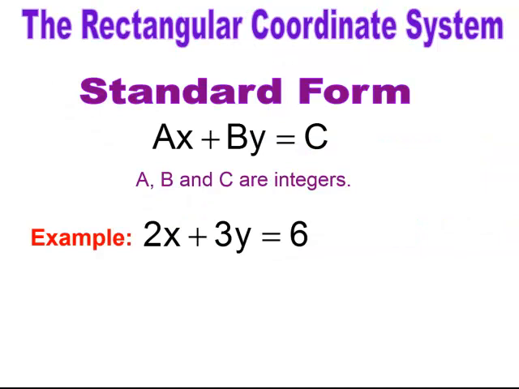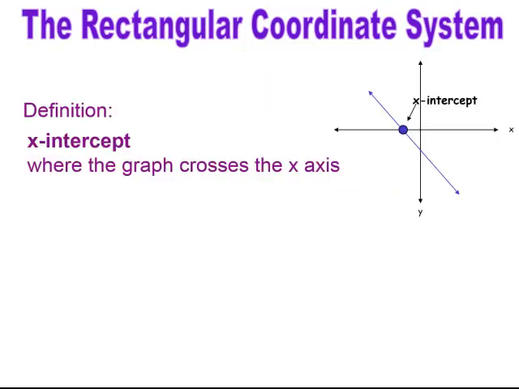When we talk about equations, one type of equation is called standard form. Standard form is when you have Ax plus By equals some value C, and the coefficients of x and y and C are integers. An example of standard form would be 2x plus 3y equals 6. This is standard form.